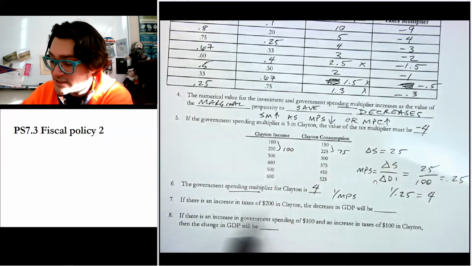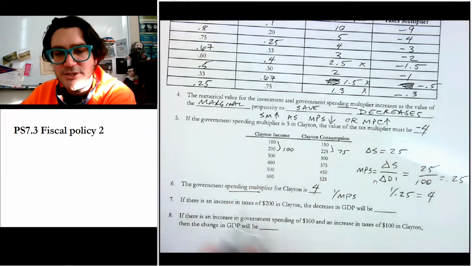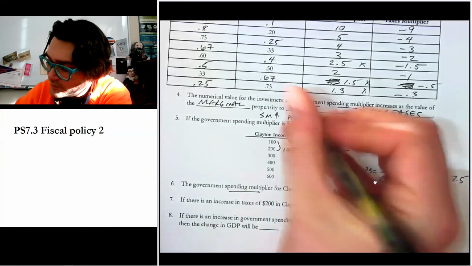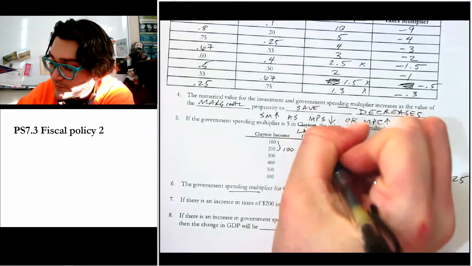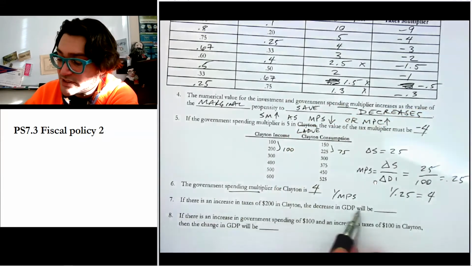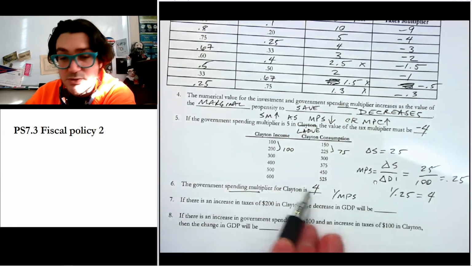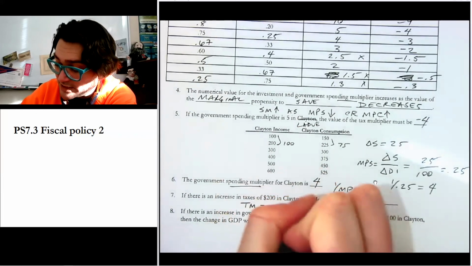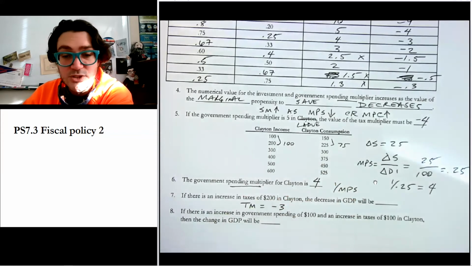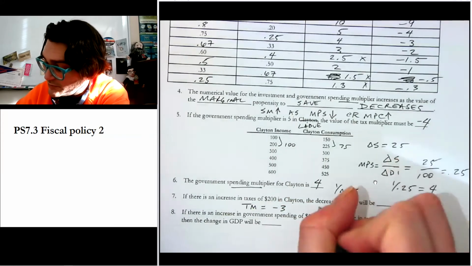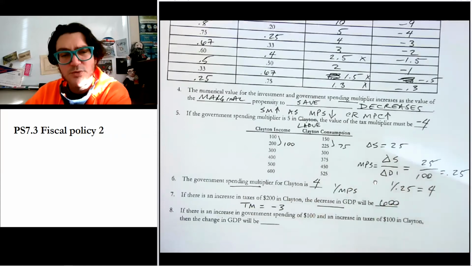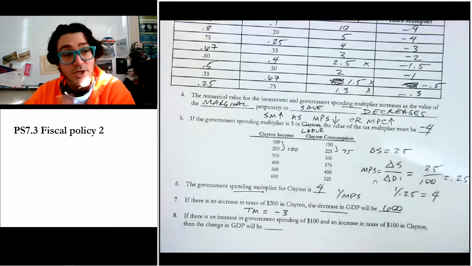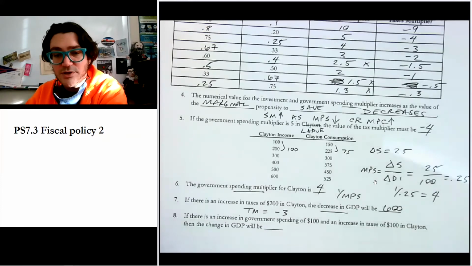If there's an increase in taxes, and these problems are not related to each other, I should probably make that clear and maybe use a different name here. How about Ledoux? Make it a little better. If there's an increase in taxes of 200, the decrease in GDP will be, and so let's use this one to do that. If we know the spending multiplier is 4, then the tax multiplier is negative 3. And negative 3 times 200 means the decrease in GDP will be 600. It won't be a decrease of negative, right? It's just a decrease in GDP. If we had said the change in GDP, you would say there's a decrease by 600.